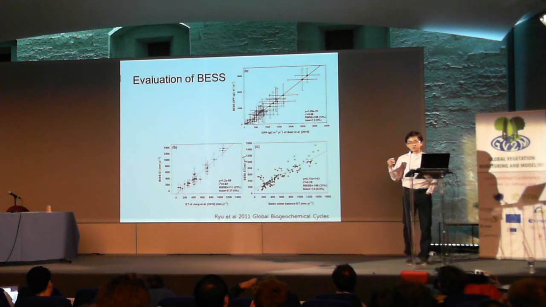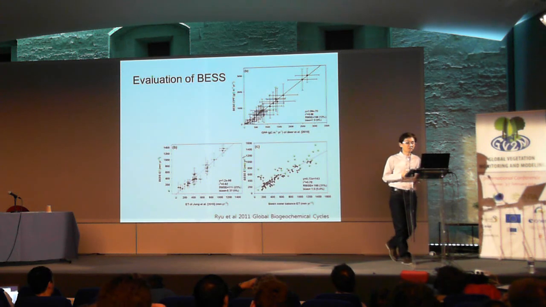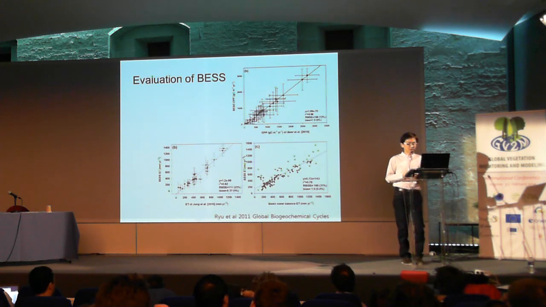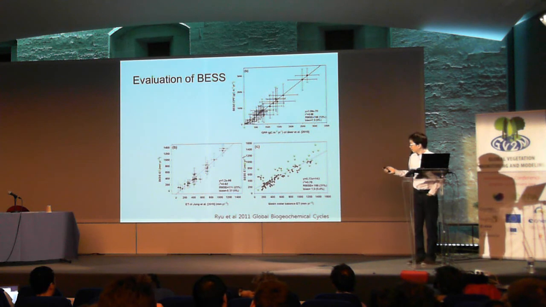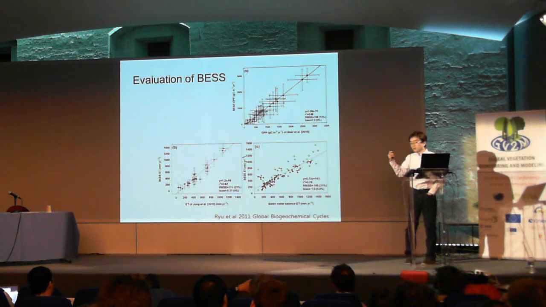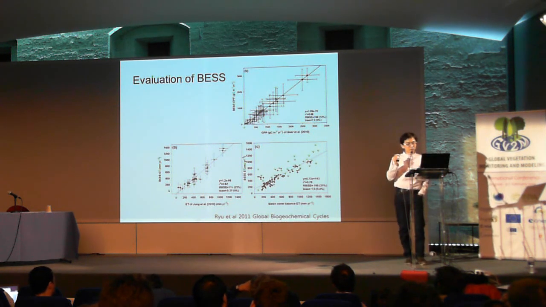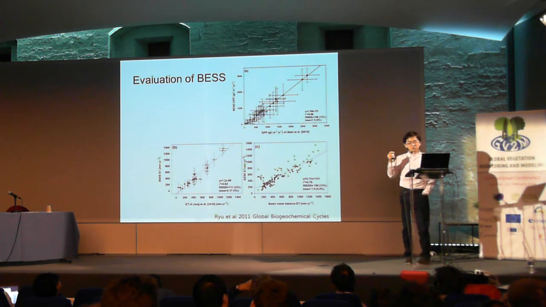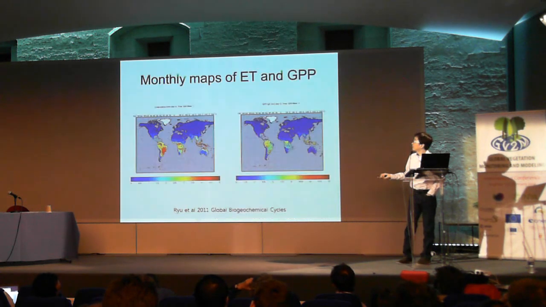I didn't show it here, but I also evaluated using 33 FluxNet tower data, and it shows fairly good agreement. So we can scale up from this. We can scale up these first principles to the global scale.